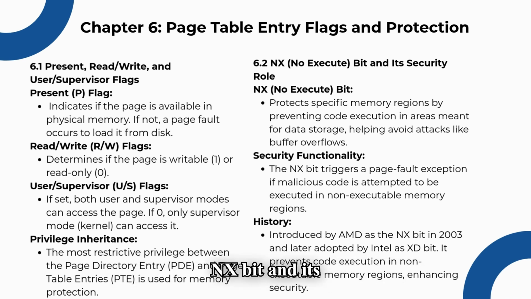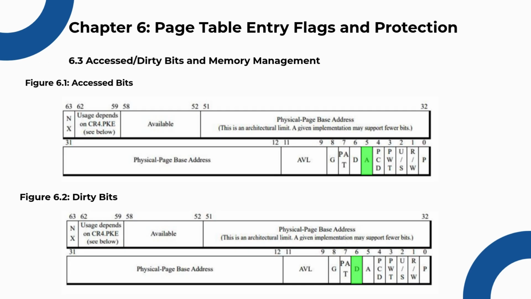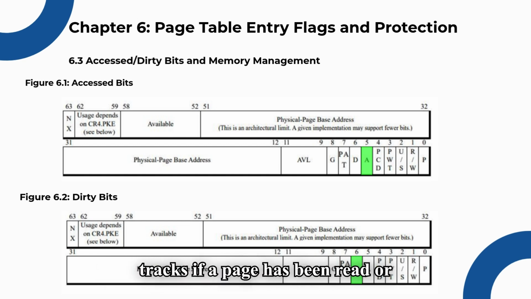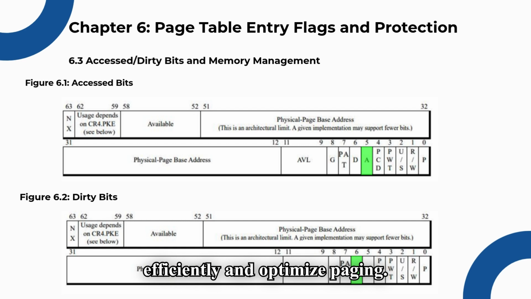NX, no execute, bit and its security role. The NX bit enhances security by preventing code execution from certain memory pages, protecting against attacks like buffer overflows. Accessed, dirty bits and memory management. Additionally, the accessed bit tracks if a page has been read or written, and the dirty bit marks pages that need to be saved to disk if swapped out. These bits help manage memory efficiently and optimize paging.